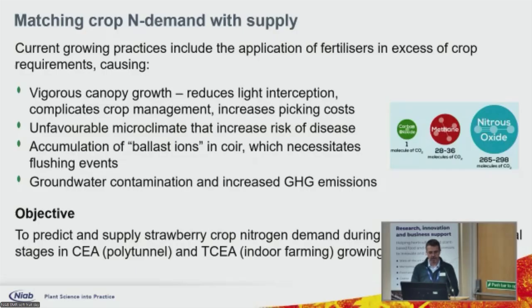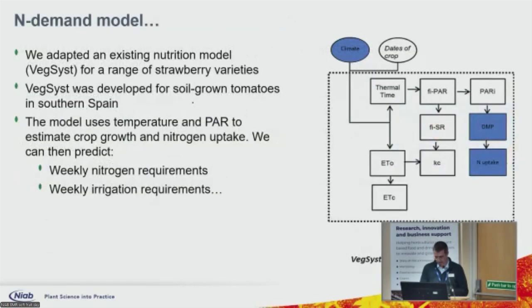I'll just highlight some of the early work we did in polytunnels and then go on to talk about some new work we're doing in TCA conditions. Now, we've probably shown this slide 27 times at least, or maybe even 28, so I won't go into detail. What we've done is use an existing nitrogen demand model that was developed for vegetables, which is why it's called VegSyst, and we've adapted that for a range of strawberry varieties and also raspberry varieties. The model uses thermal time and PAR to predict dry matter production. If we can accurately predict dry matter production, we can then calculate how much nitrogen is needed to support that dry matter production, and that's how we run the model essentially.